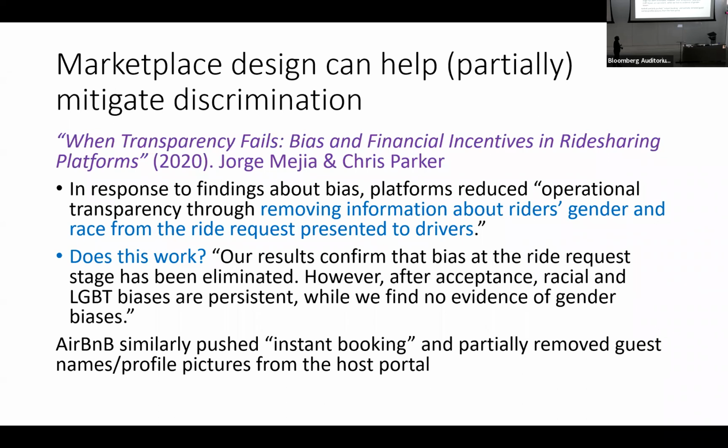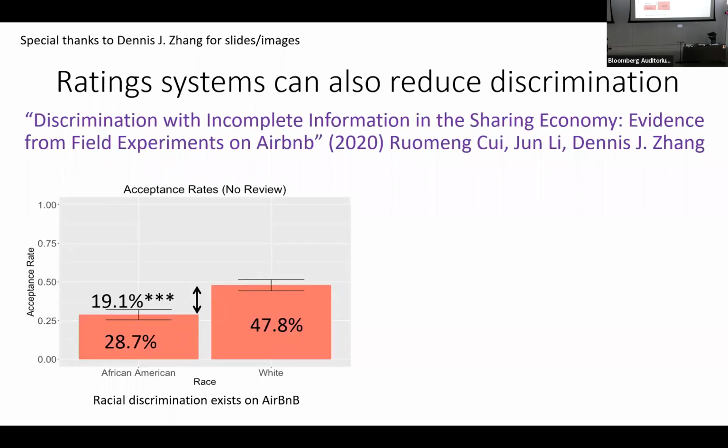Okay, so one design mitigation, which is in this paper and is what Airbnb actually pushed, is to just hide information. What's causing the discrimination is the host's and the driver's perception of the race of the person on the other side, so hide that information until as late in the process as possible. And to some extent, that works. This next paper, I think, is really nice, and it also shows that ratings help quite a bit on these platforms. So this is on Airbnb.